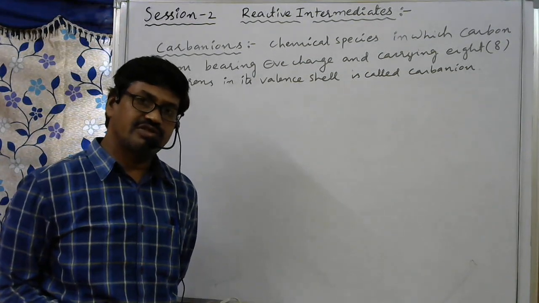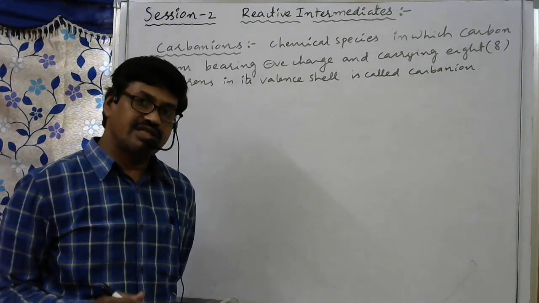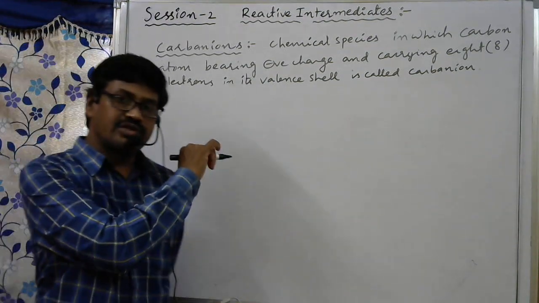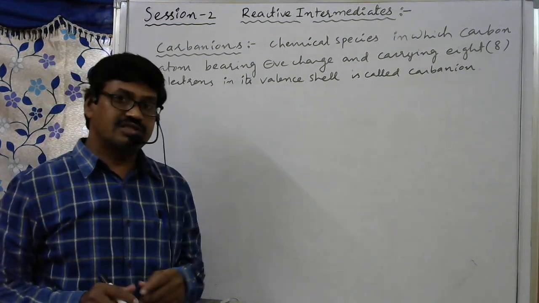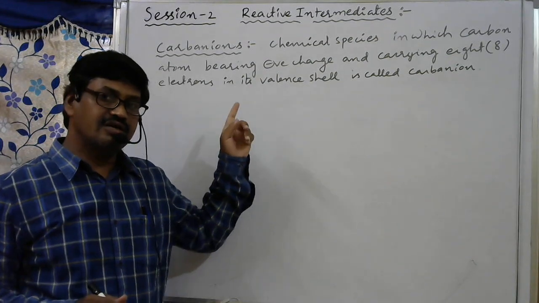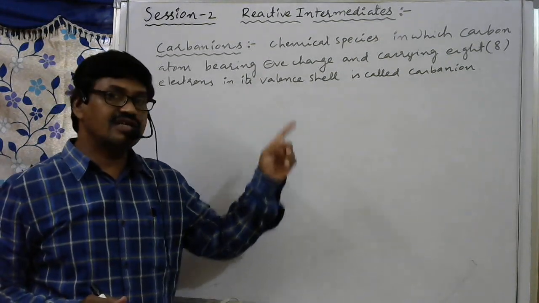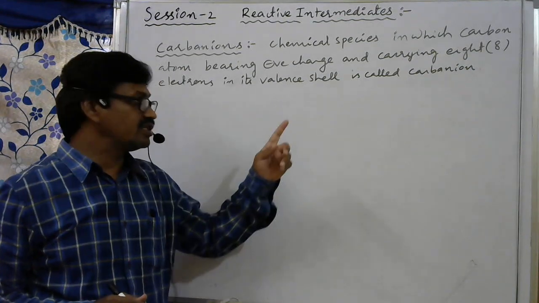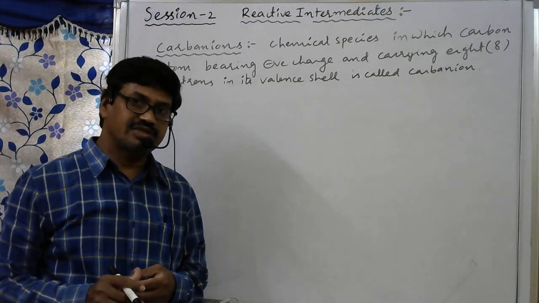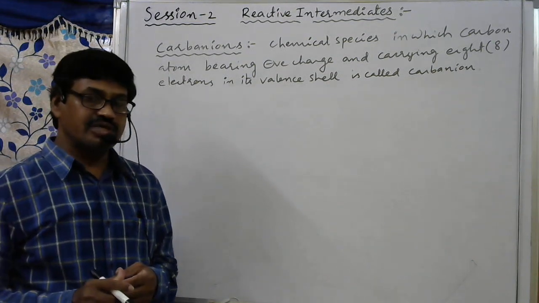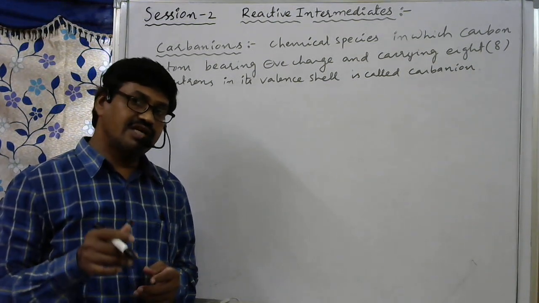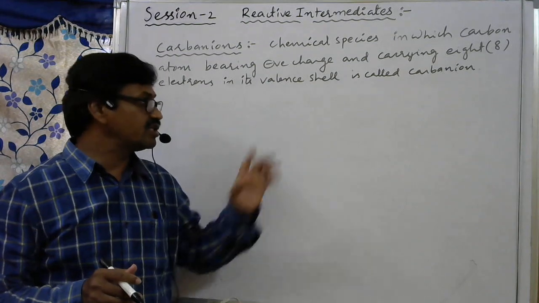In the last sessions, we discussed carbocations and their stabilities. Now today we'll discuss carbanions. A carbanion is a chemical species in which a carbon atom bearing a negative charge and carrying 8 electrons in its valence shell is called a carbanion.